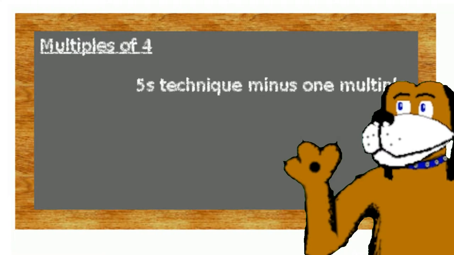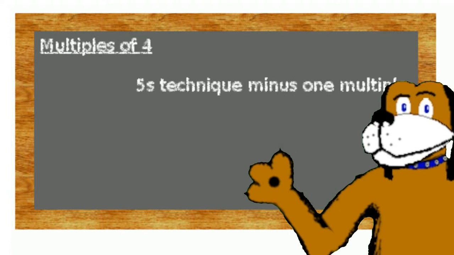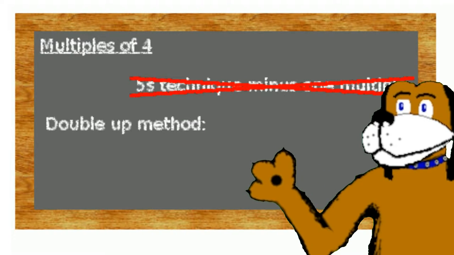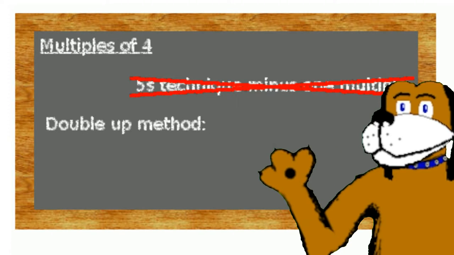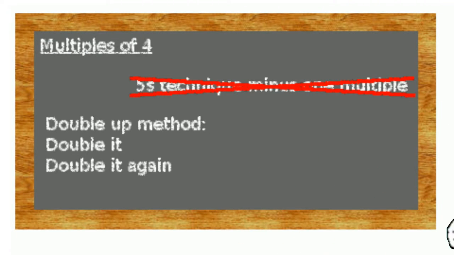Let's start with multiples of 4. At first glance, you might assume that you'd use the 5s technique and minus 1, but it's actually more efficient to use the double up method. The double up method is simple. You take a number, double it, and then double it again.